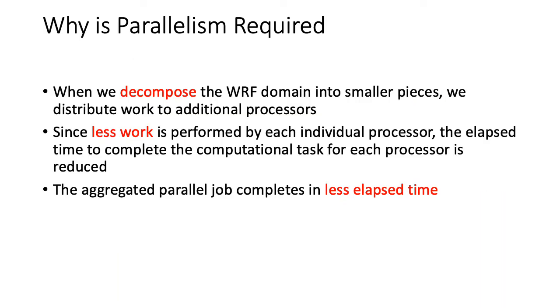So we can decompose the WRF domain horizontally into smaller pieces. And that allows us to distribute the work among multiple processors. Since each one of those subdomains is smaller, there is less work that is performed by each individual processor. That implies that the elapsed time that's required to complete the computational task for each one of the processors is reduced. So in the aggregate, the parallel job completes all of the work, but it completes it in less time.